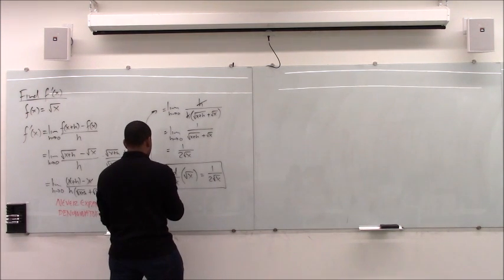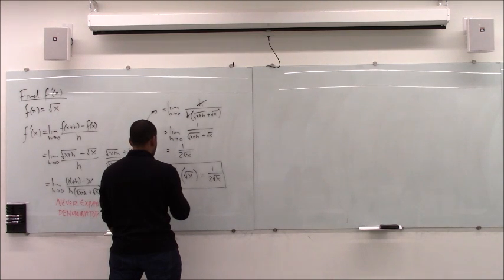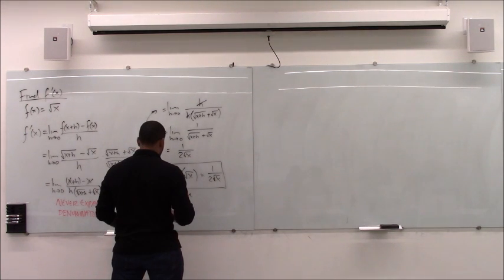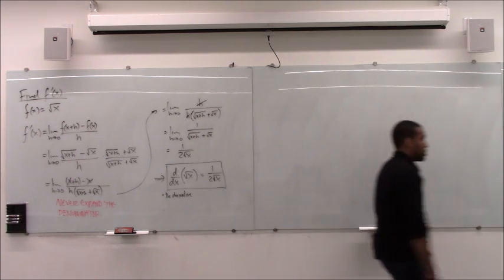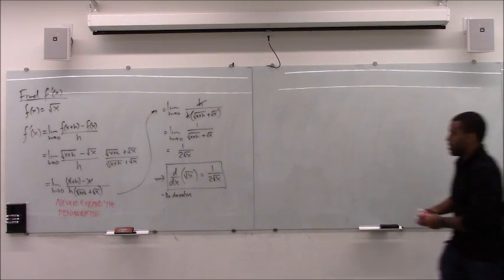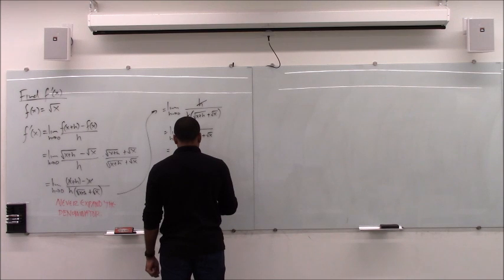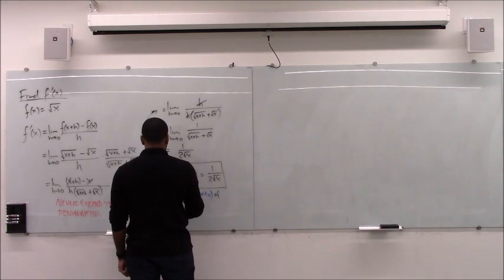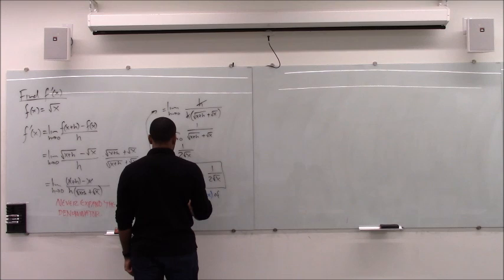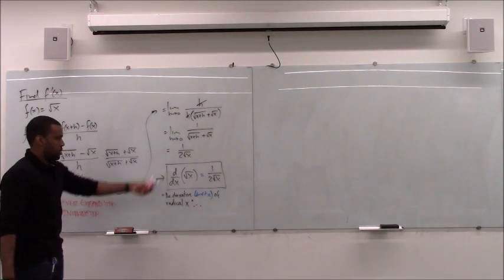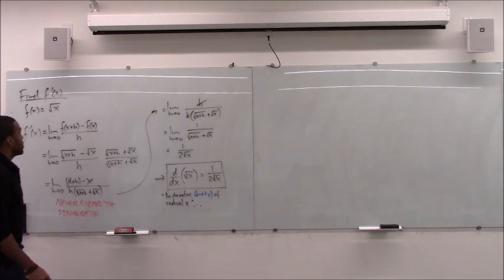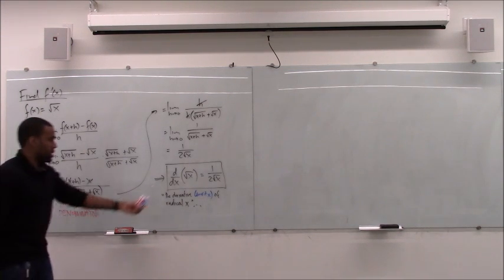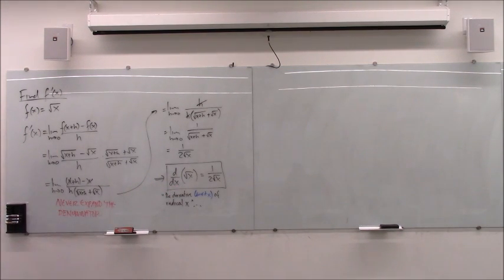And remember, this is the derivative with respect to x of radical x. That's how you read this, the derivative with respect to x of this function. With respect to x, this means x is your independent variable. It's the input. It's the guy that you're manipulating and seeing what happens to the function.